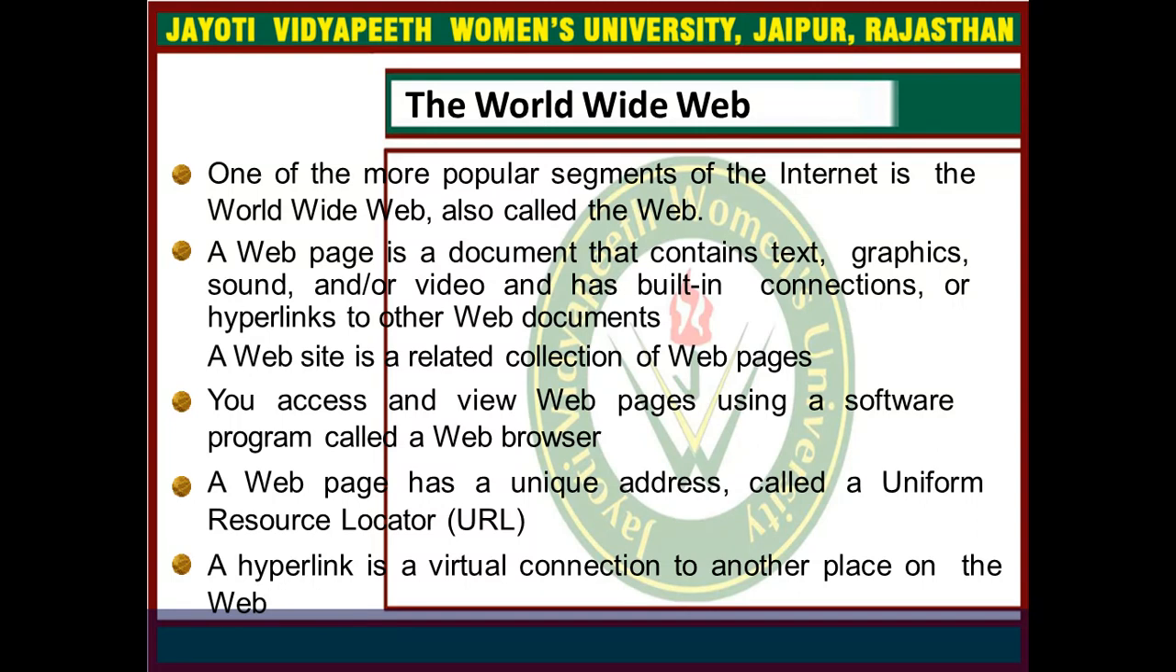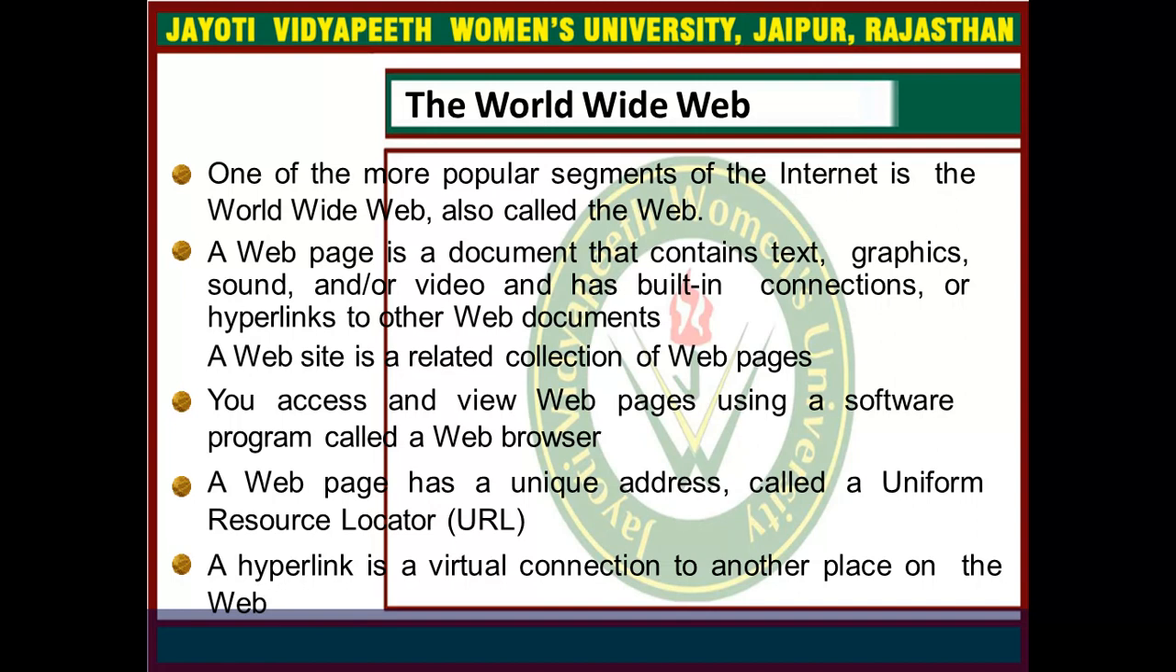So in the URL, you always type www, like jv.u.in, www.google.com, like so. This is a platform where you have a URL, and in that URL you have to type which site you want to access. This is one of the most popular segments of the internet, the World Wide Web, also called the web.